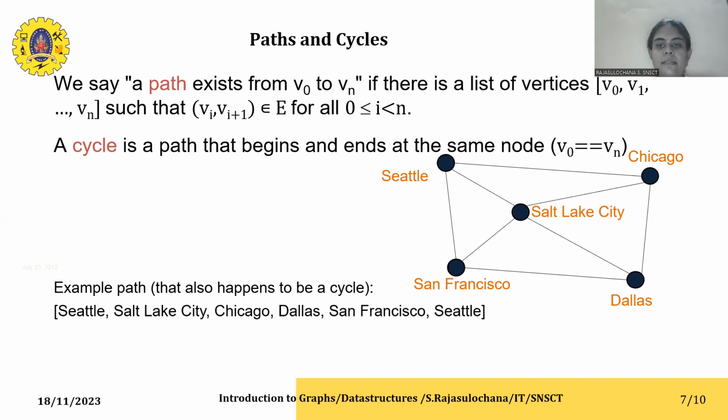A cycle is this: if we take two vertices, v0 and vn, and the path starts from a vertex and ends in the same vertex, then that particular path is called a cycle.